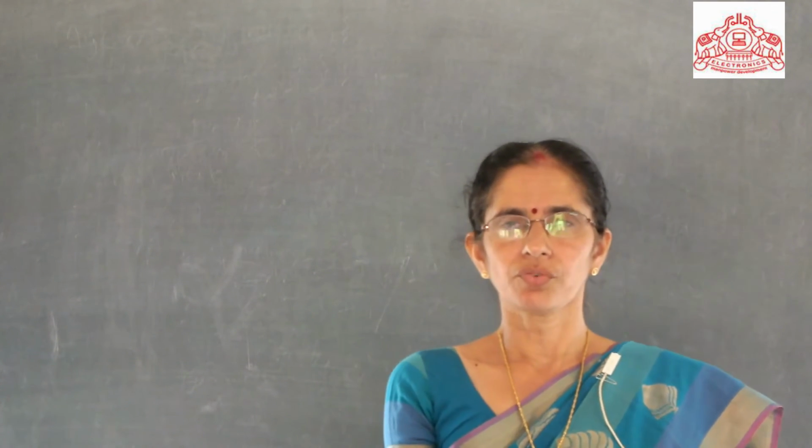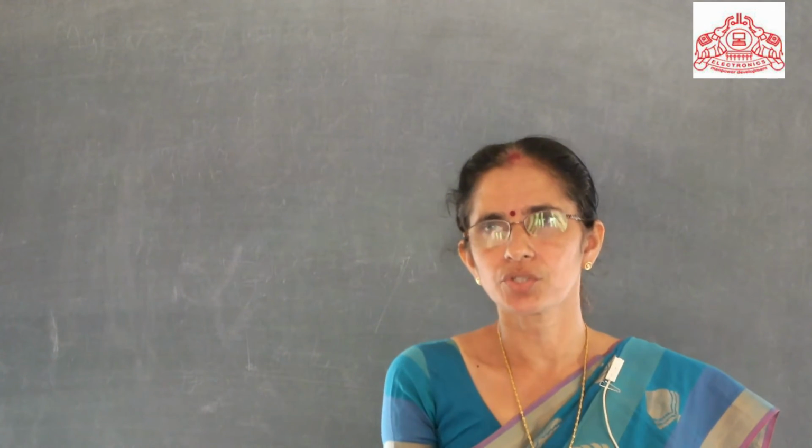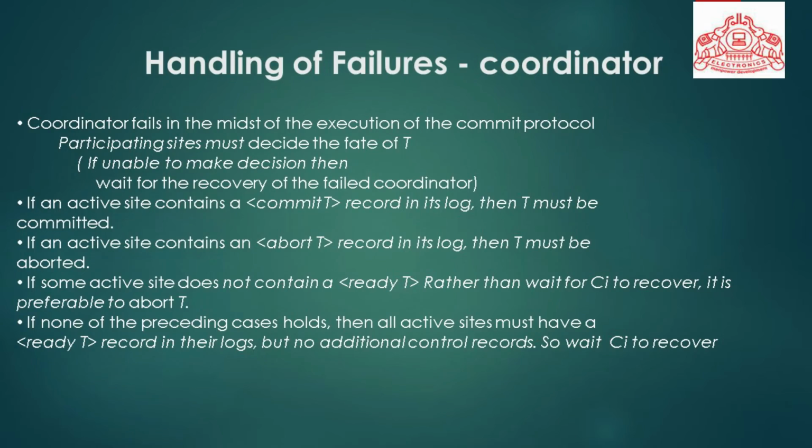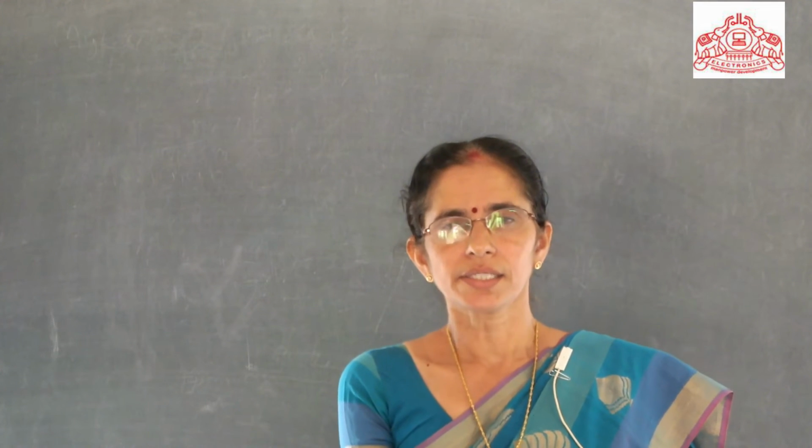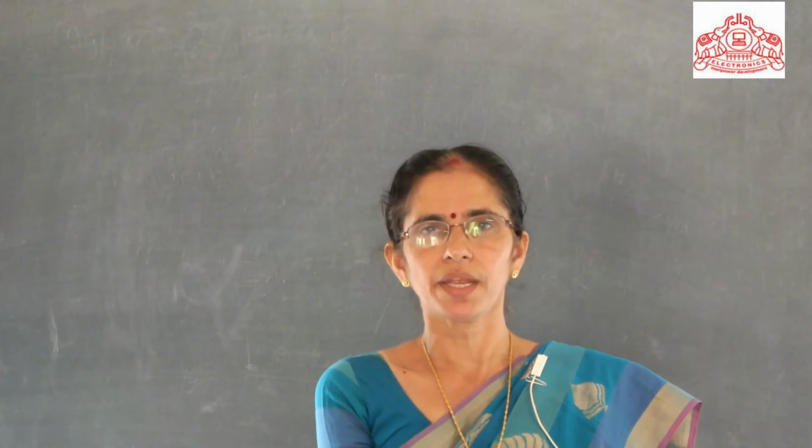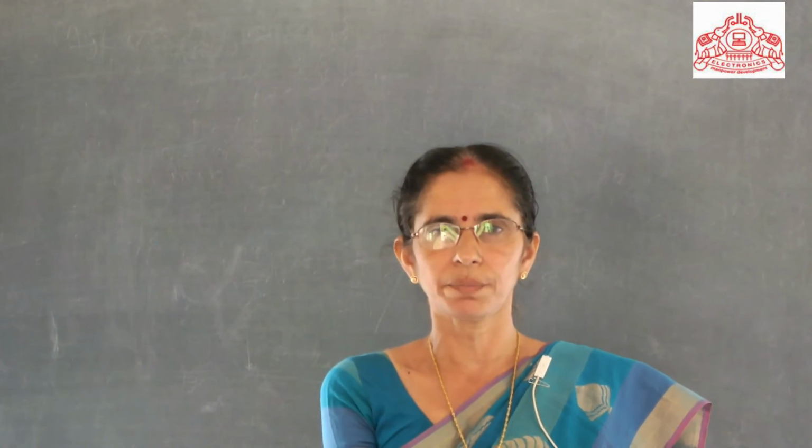Now we have to think of what should be done in case of the failure of a coordinator. Suppose the coordinator fails in the midst of the execution of the 2PC protocol, then the participating sites must decide the fate of T. In some cases, the participating sites may be unable to make a decision.